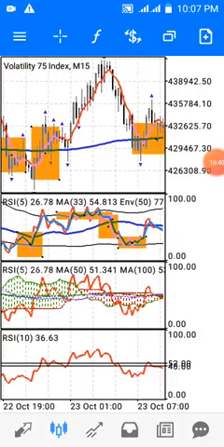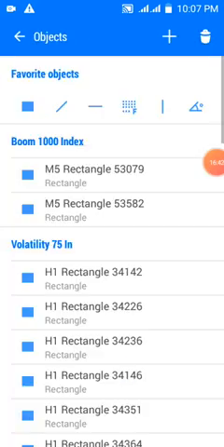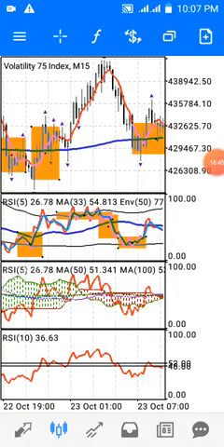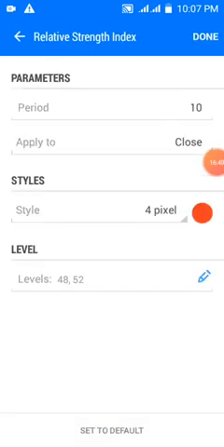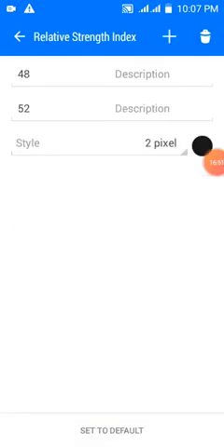This one is simple. Once the RSI line crosses, let's look at it. There's also one part of it. In indicator window 3, we have the levels. We have 48 and 52. Level 48 and level 52.